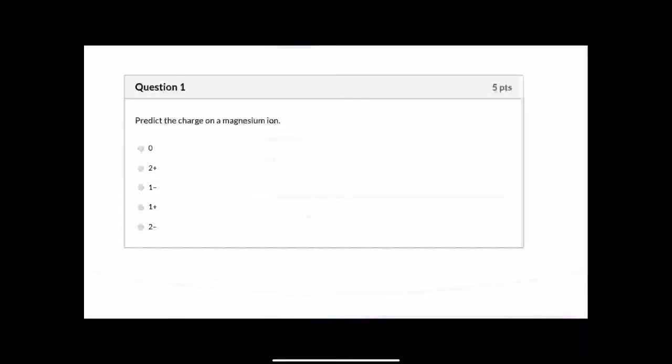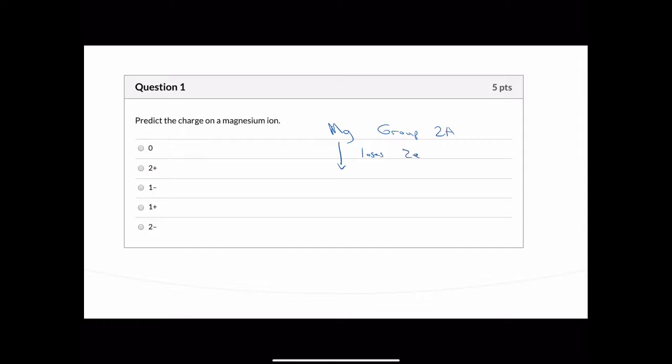Question number 1 asks us to predict the charge on a magnesium ion. So magnesium, the element magnesium, is found in group 2A. And you would remember that elements that are in group 2A like to lose 2 electrons. So if I have neutral magnesium metal and it loses 2 electrons, what I'm going to be left over with is magnesium 2+. So the answer is the 2+ ion for magnesium.